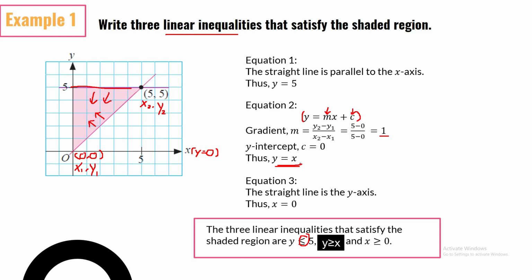So it must be using higher than or equal. Okay, and then for the third equation, which is x equal to 0, because the shaded area is at the right side, we must use the inequality sign higher than or equal. So the third linear inequality is x higher than or equal to 0. This is how you determine the linear inequalities with this type of equation.